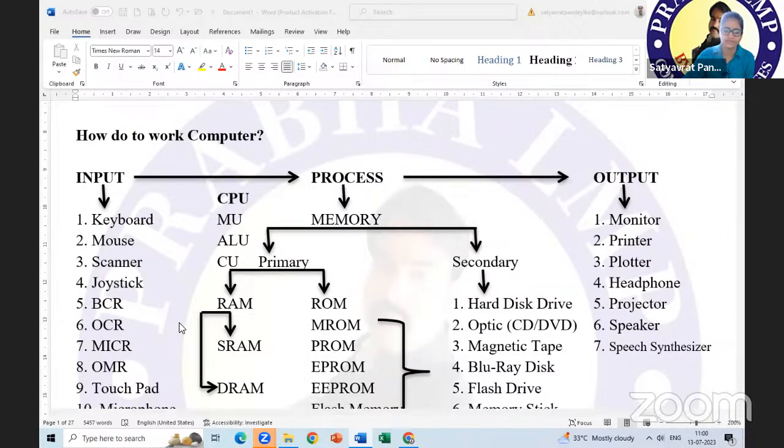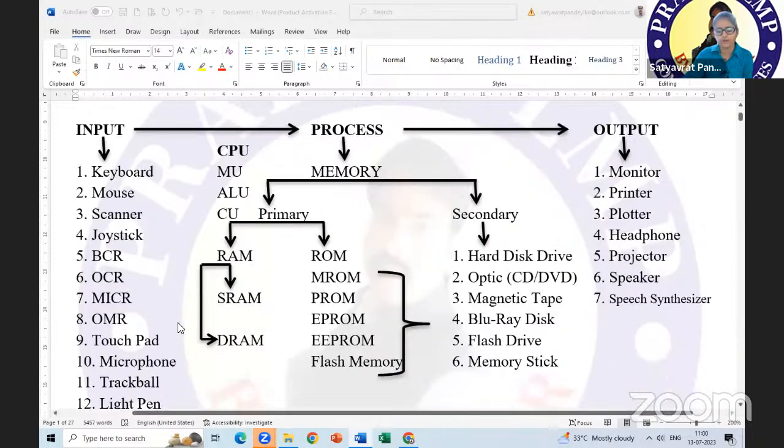In CPU, there are three major units: MU, ALU, CU. And further, the memory unit MU is divided into two types, that are primary and secondary. The primary memory is divided into RAM and ROM. RAM is divided into SRAM and DRAM, and ROM is divided into MROM, PROM, EPROM, EEPROM, flash memory.